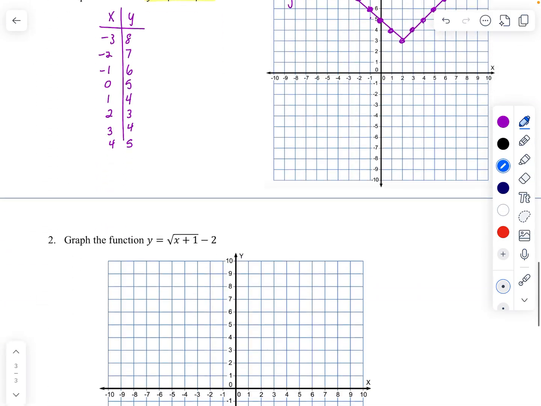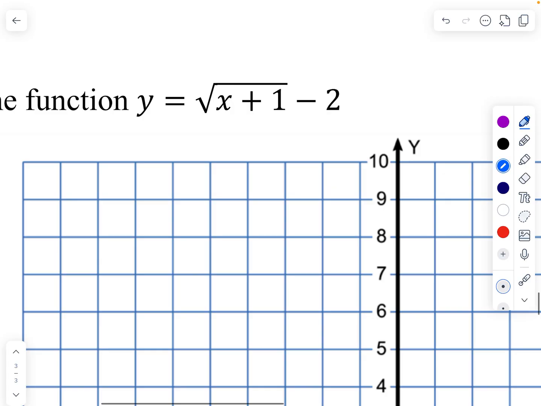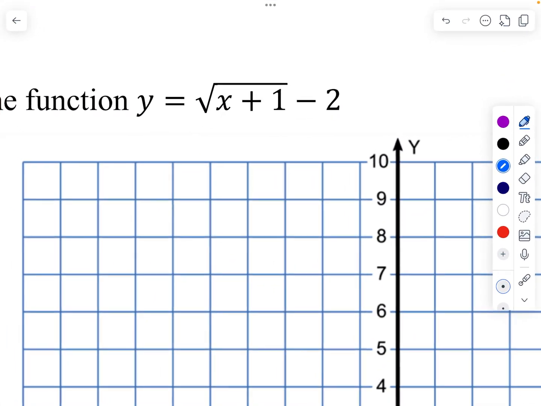So let's go ahead and do an example. So here we have the square root of x plus 1 on the inside, minus 2 on the outside. So let's give that a try. Plus 1 minus 2.